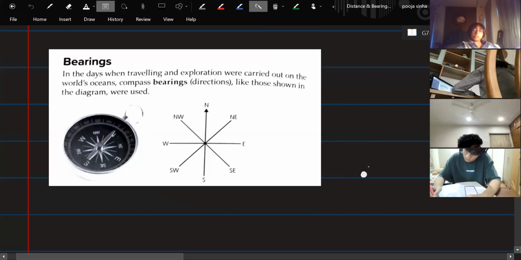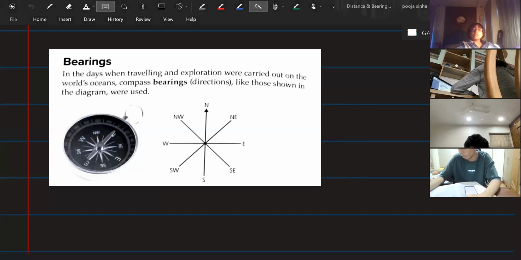There is a point A and another point B. The question will tell you these are two different boats in an ocean, and you are trying to find the bearing between them. Is my question clear?